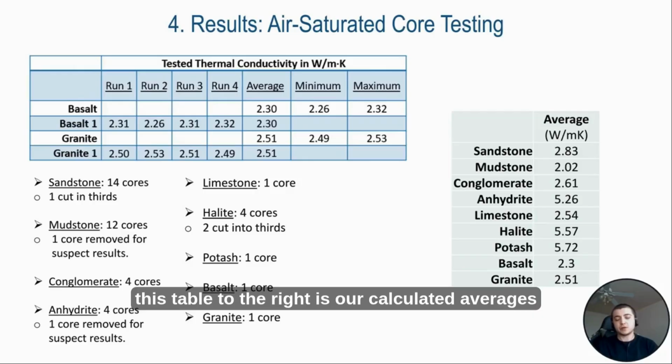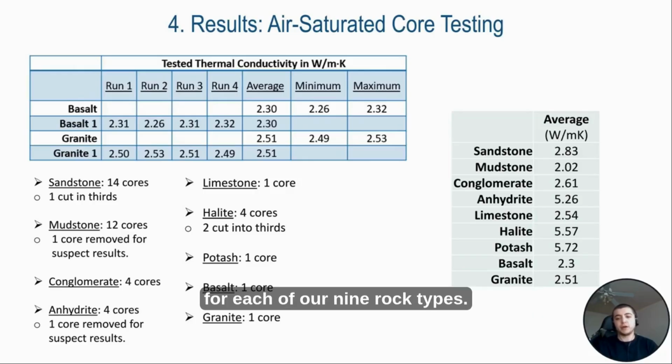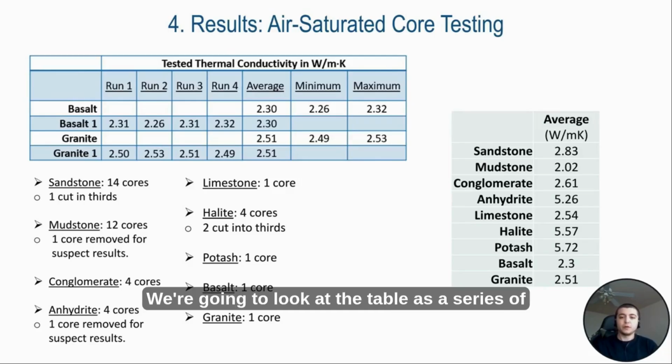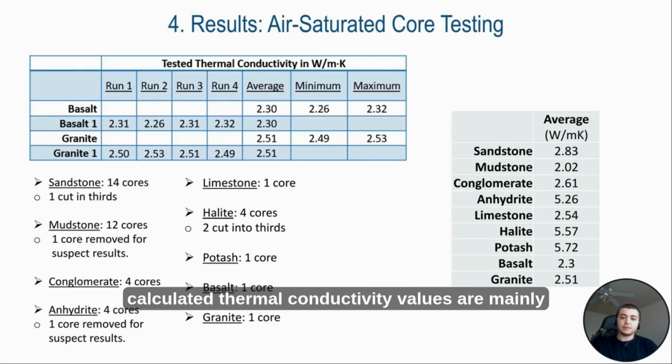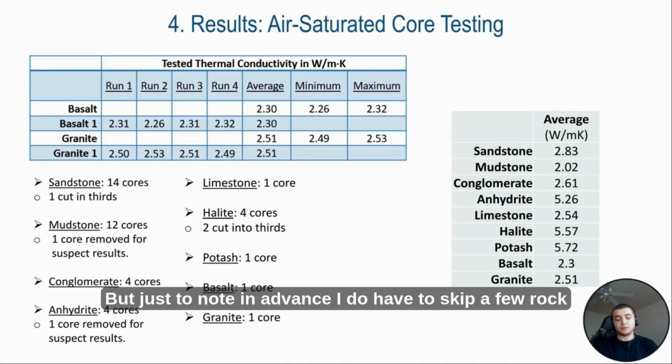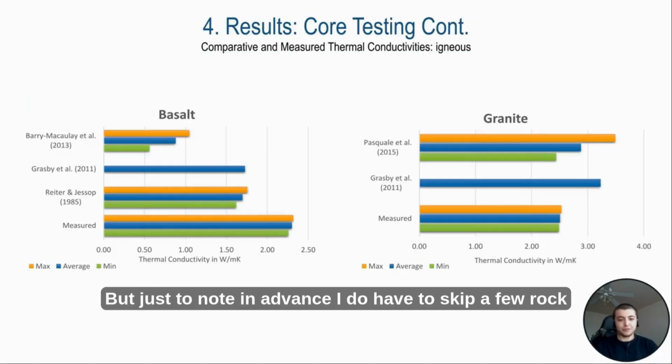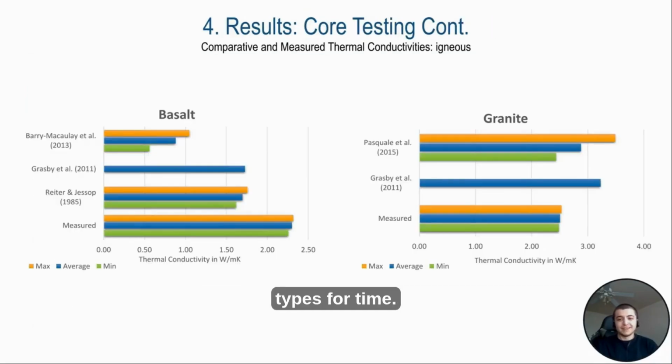And this table to the right is our calculated averages for each of our 9 rock types in watts per meter Kelvin. We're going to look at the table as a series of bar charts instead because it helps to demonstrate our calculated thermal conductivity values are mainly aligned with what has already been published. But just to note in advance, I do have to skip a few rock types for time.